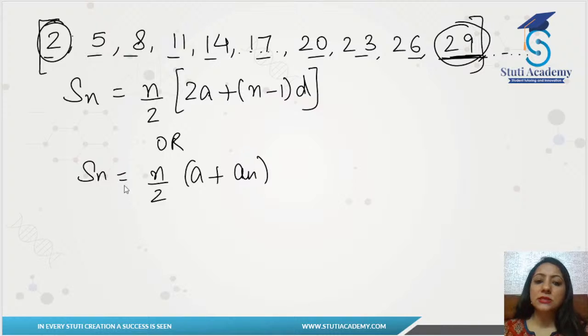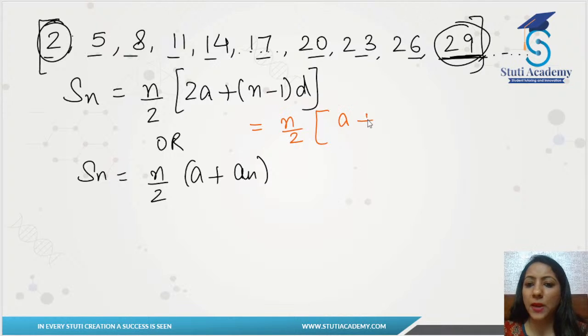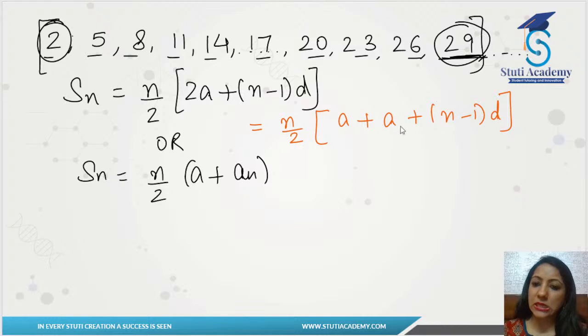Now coming back to this, we have Sn as n by 2 into a plus an. Now how did I get an? Though you need not do the derivation of the formula, still I'll tell you how we have got the second formula from the first one only. This is the first formula only, but we've put it in a different way. I'll show you how. Can I write this 2a as a plus a? So I'll just quickly do it. N by 2, I'm writing this 2a as a plus a. And the rest of the terms, I've not made any change. I'm writing as it is. Now, a plus n minus 1 into d.